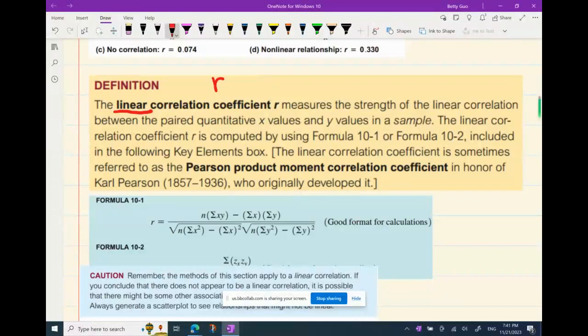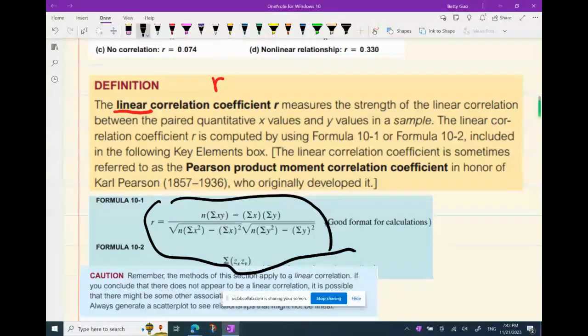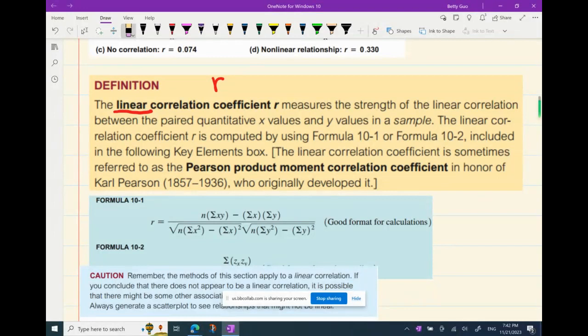Let's look at the definition here. The linear correlation coefficient, R, measures the strength of the linear correlation between the paired quantitative X values and Y values in a sample. The linear correlation coefficient R is computed by using a formula. Do not worry about the formula. I know how big this formula is, but don't worry about it. We have technology. You can use the formula to calculate R, but we don't really have to, all right?